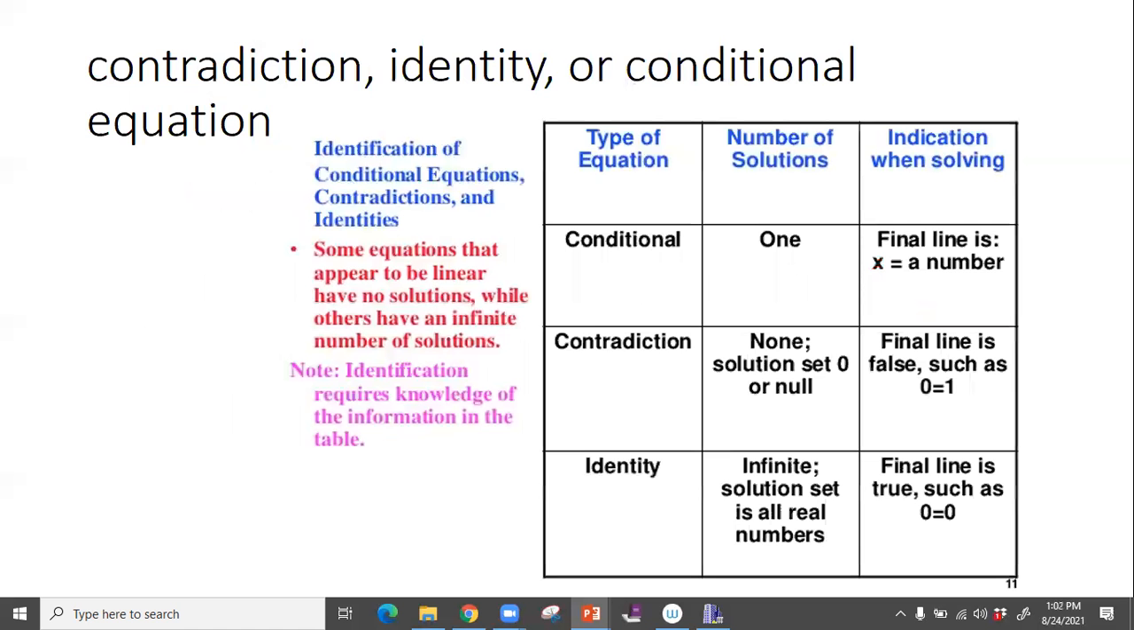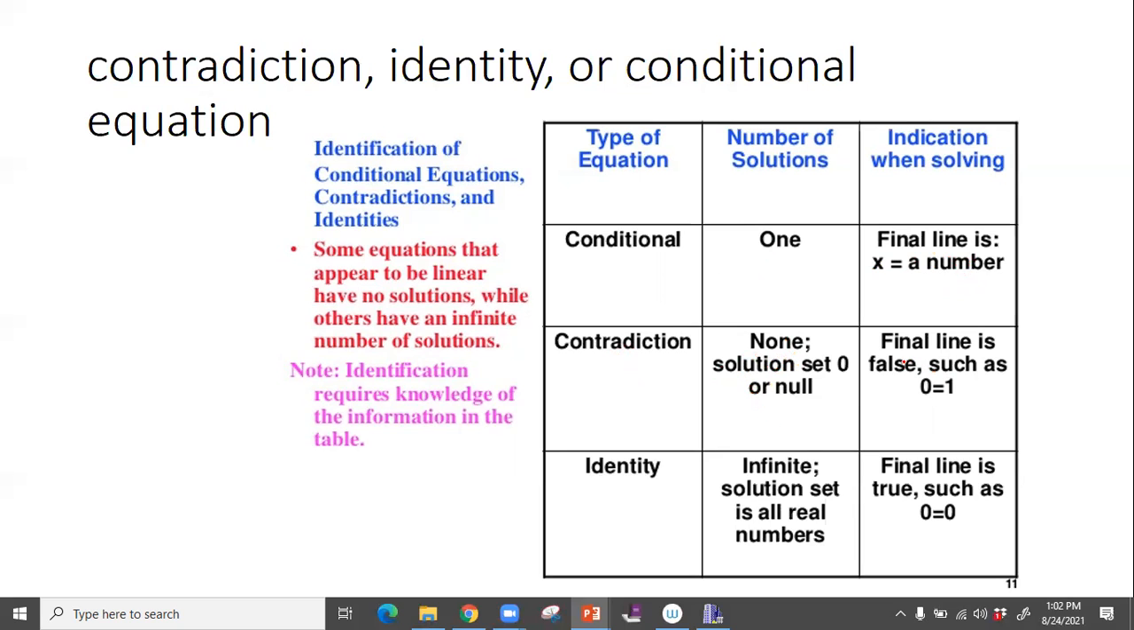Okay, so here are our types of solutions to equations. The first type that we have is conditional. Conditional means that you have one unique solution, so the final line is going to be x equals a number, or the variable equals a number. Then you have what's called contradiction equations, and that means that there is no solution.